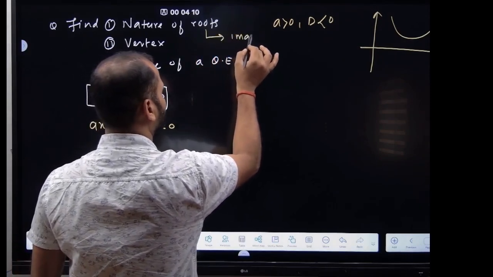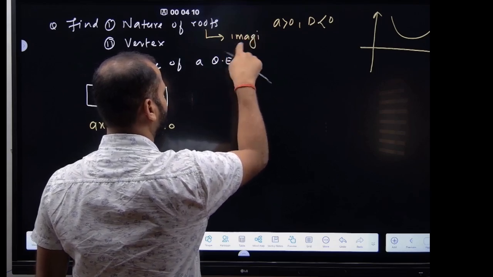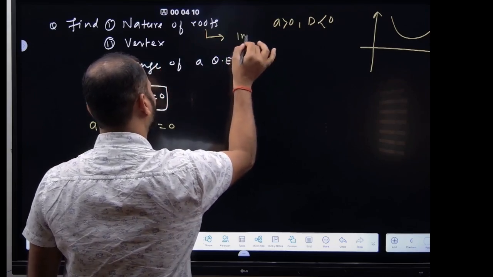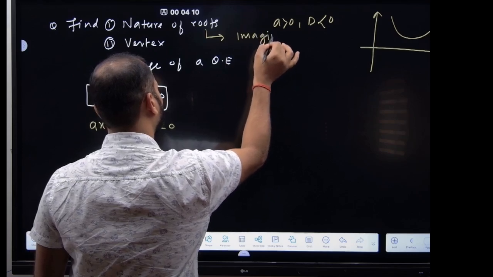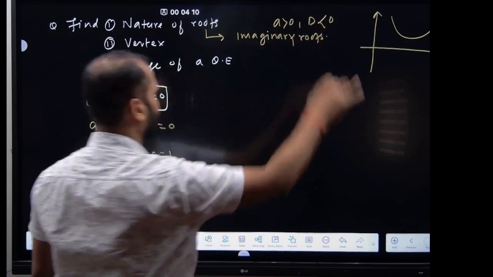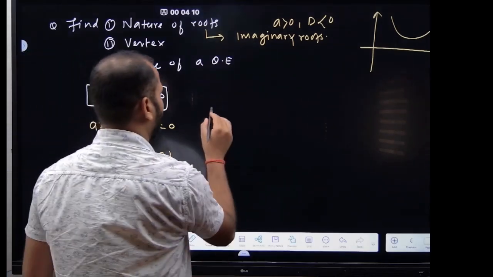Imaginary roots, right? What is the spelling? I-M-A-G-I-N-A-R-Y, imaginary roots. Correct?